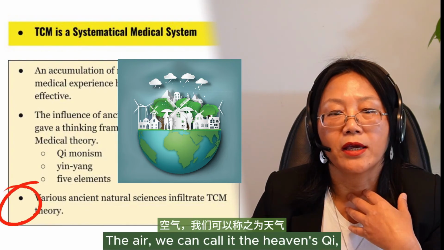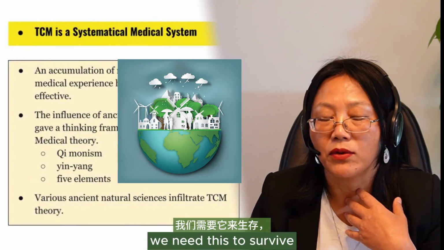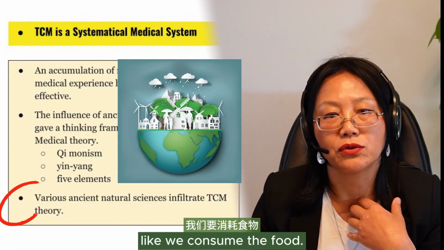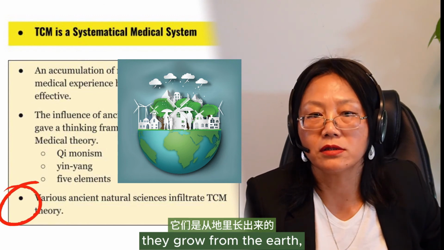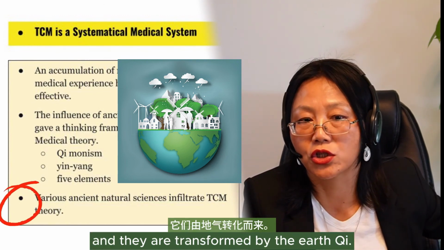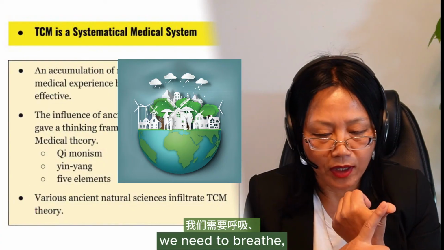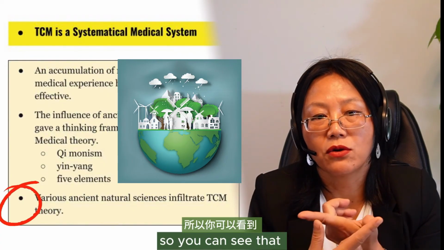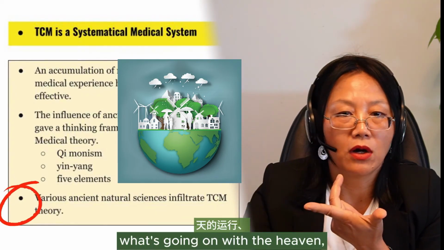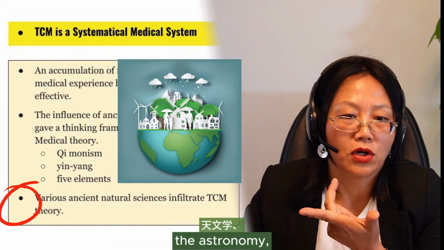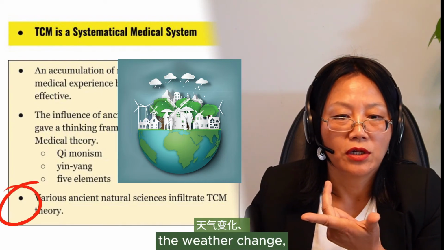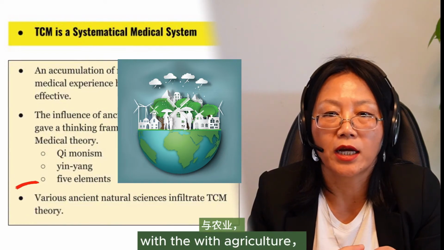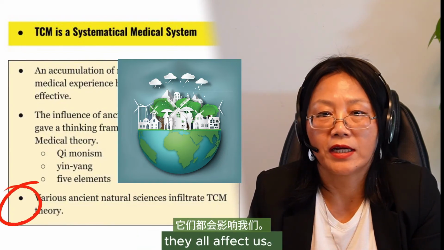For example, we can call it heaven's qi. We need this to survive. And the food we consume is grown from the earth. It is transformed by the earth's qi. We need to breathe. We need fresh air. We need food to survive. So you can see that what's going on with the heaven, the astronomy, the weather change, what's going on with the season, with the geography, with the agriculture, they all affect us.